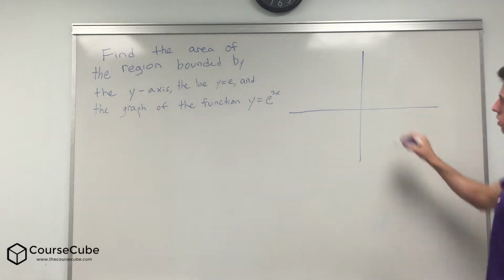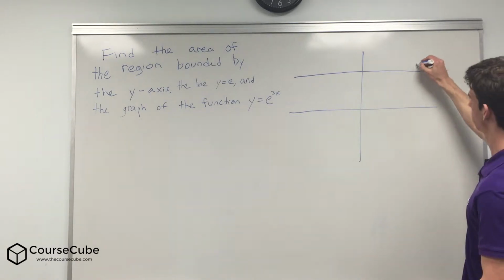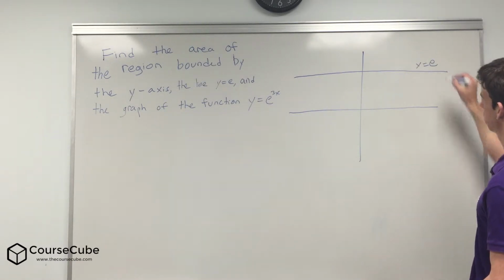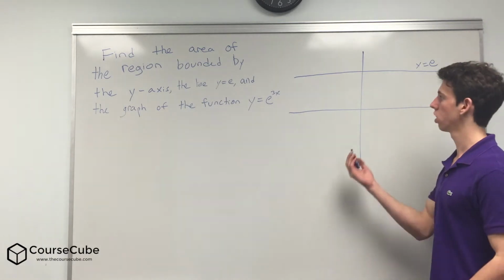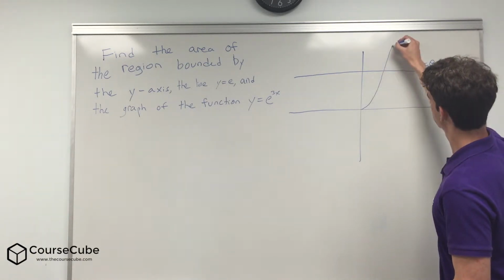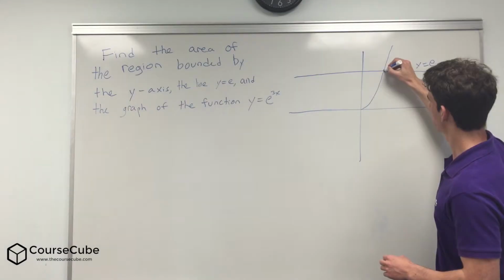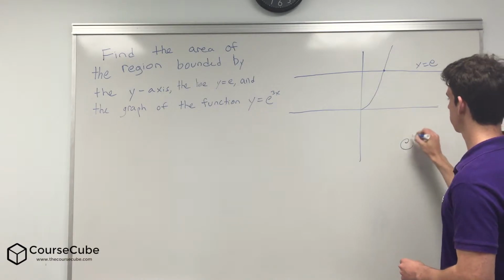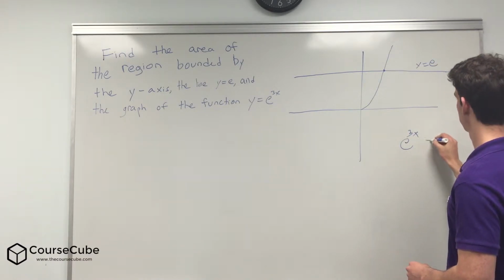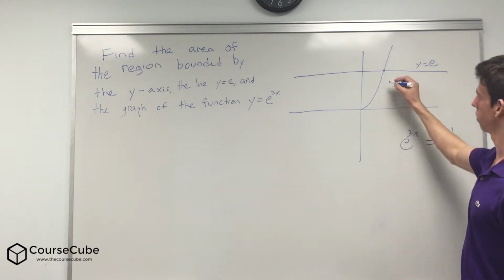So here's our graph. We're going to make y equals e, this line. And now we're going to draw y equals e to the 3x. It's going to be something like this, going up very quickly. And it's going to intersect over here when e to the 3x equals e to the 1, when the equations of the curves are equal.